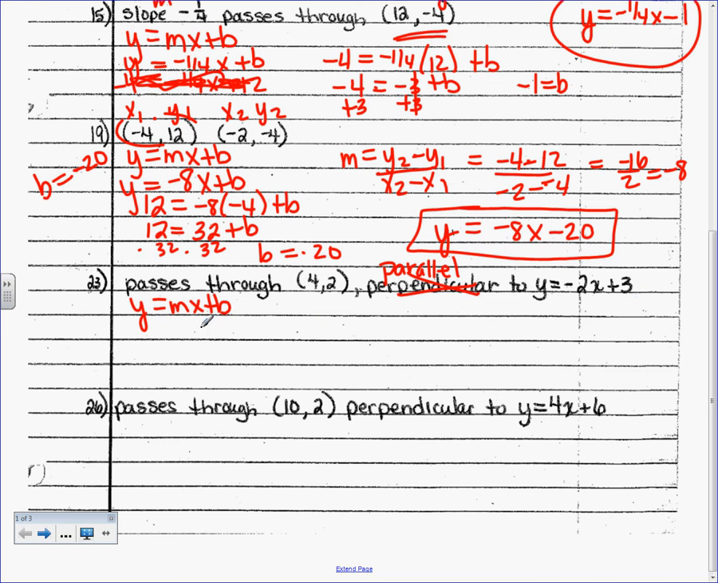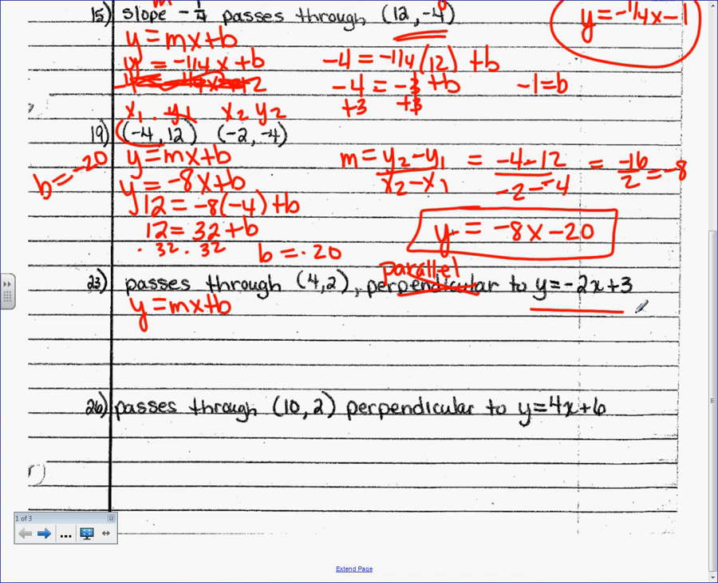I need m, I need b. Do I have m? Not technically. No, they didn't give it to me yet. Do I have b? No, I don't have b either, but I can find those things. If you look here, this is in slope-intercept form, isn't it? y equals mx plus b.